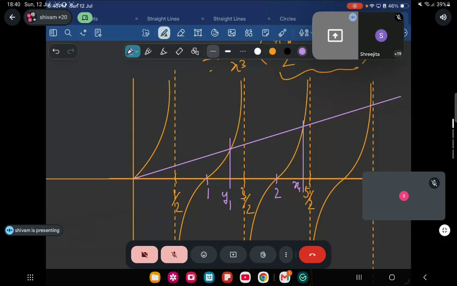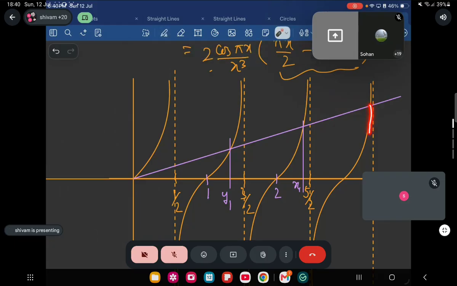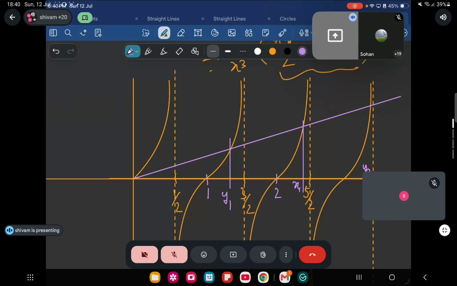This is x1. This will be again y2. Alternately, it will be y1, x1, y2, x2, and so on. It keeps on going. Did you understand?